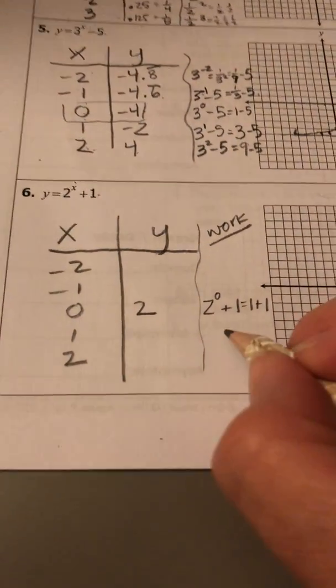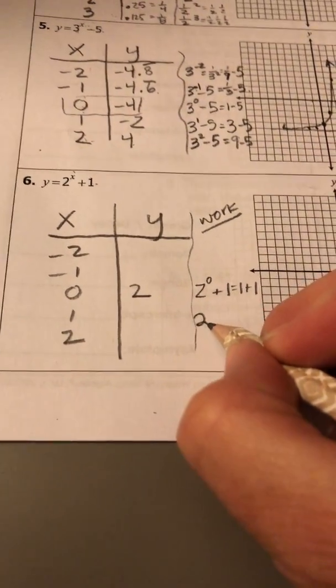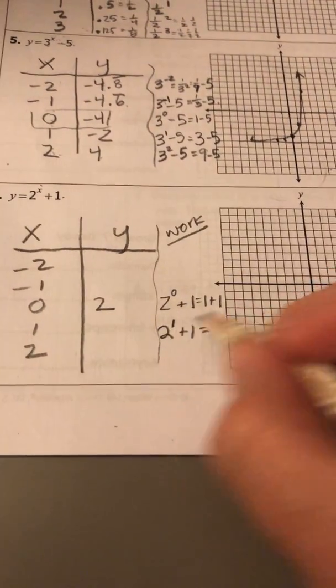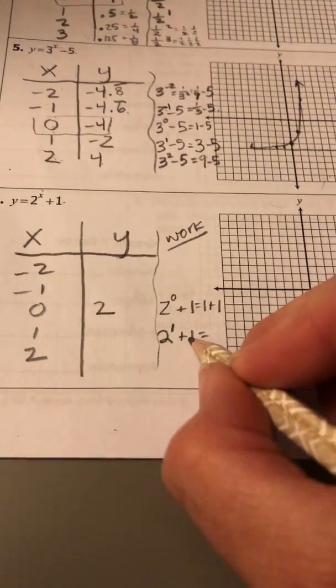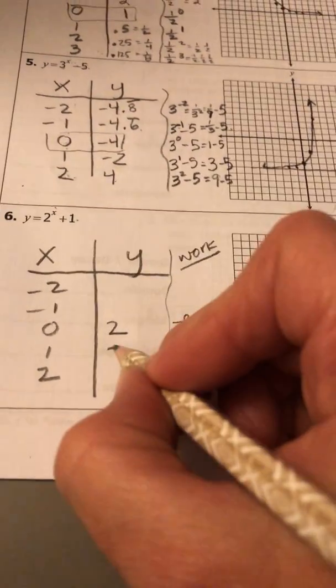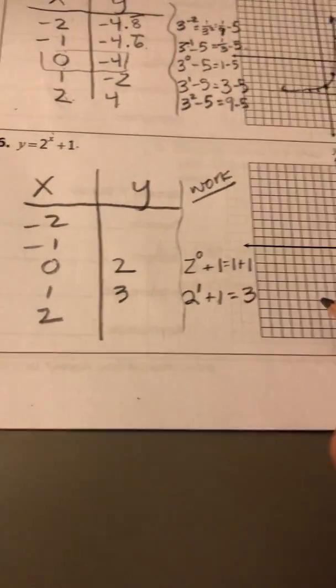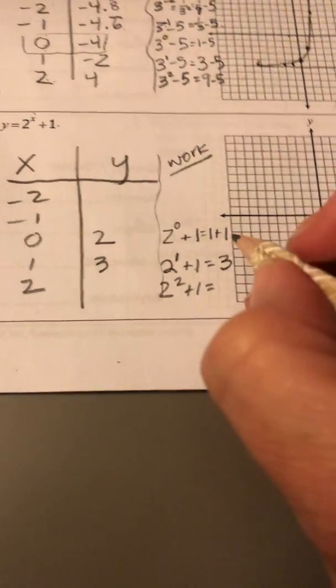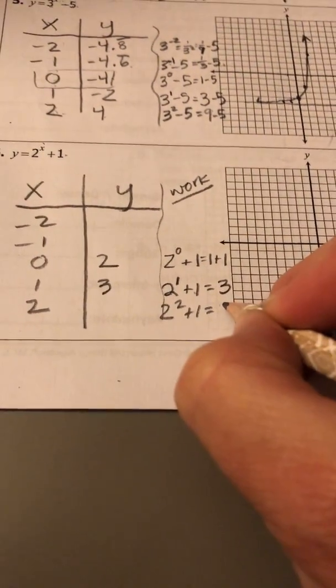Now I have 2 to, oh man, the light just went off again. Now I have 2 to the first power plus 1. Anything to the first power is itself. So 2 plus 1, which is 3. Now I have 2 to the second power plus 1. Hopefully you see where this is going. 2 squared plus 1 is 4 plus 1 is 5.